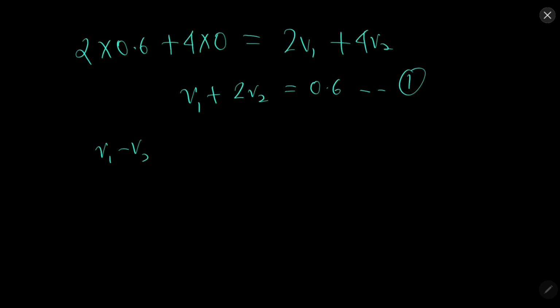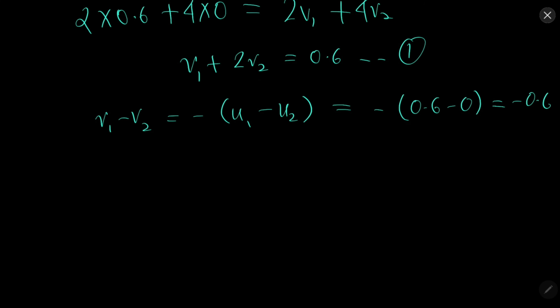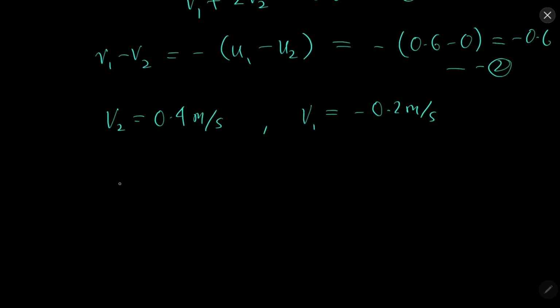Now again v1 minus v2 equals minus (u1 minus u2), as it is perfectly elastic. So minus 0.6 minus 0 equals 0.6 minus 0.6. So we have two equations. Let this be equation 2. So by these two equations you can find that v2 will be 0.4 meters per second and v1 will be minus 0.2 meters per second.